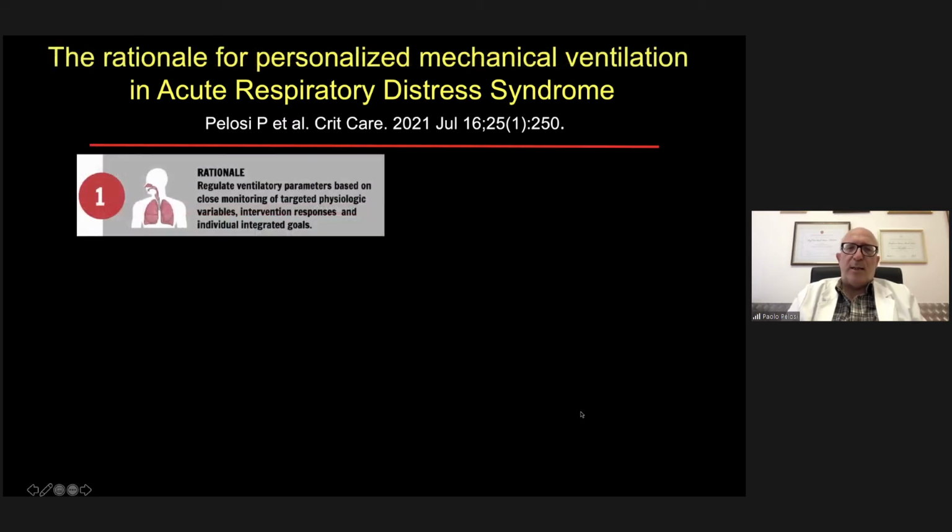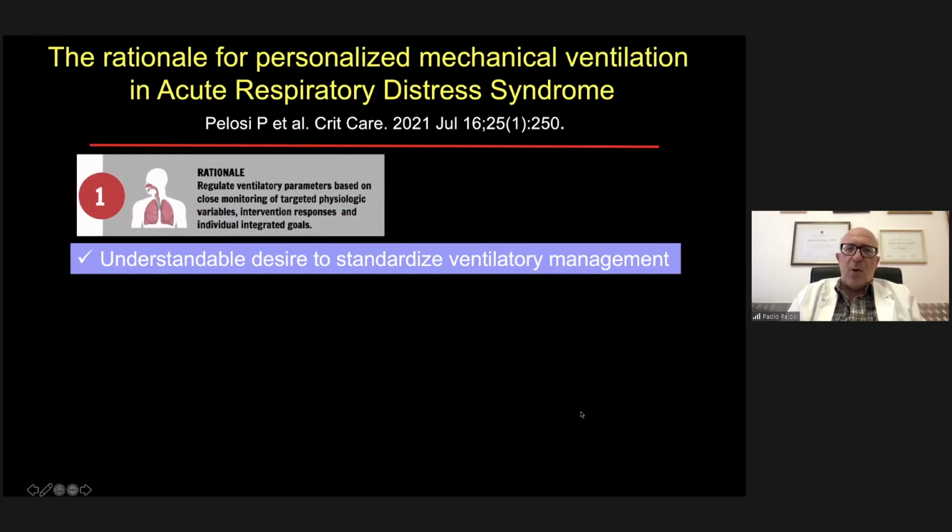The first point is the rationale. We stated that it is important to regulate ventilator parameters based on close monitoring of target physiological variables, intervention responses, and individual integrated goals.